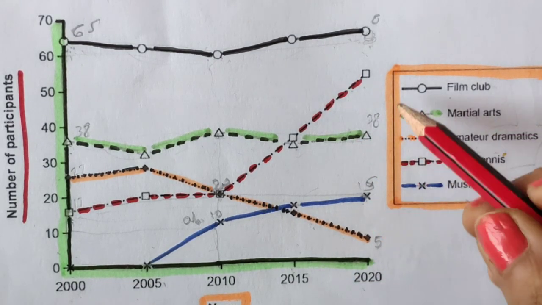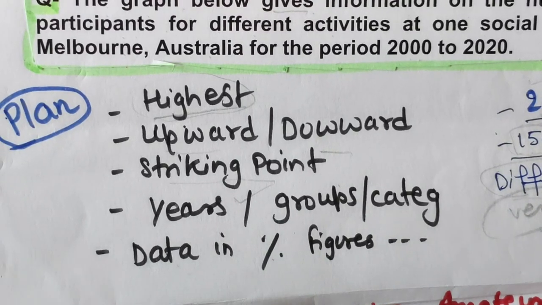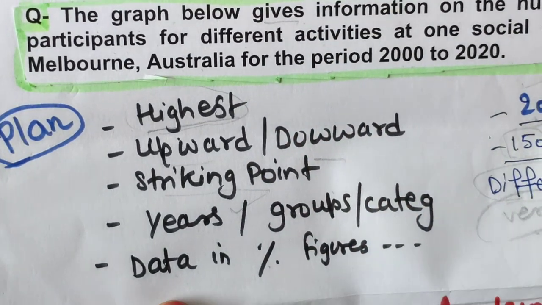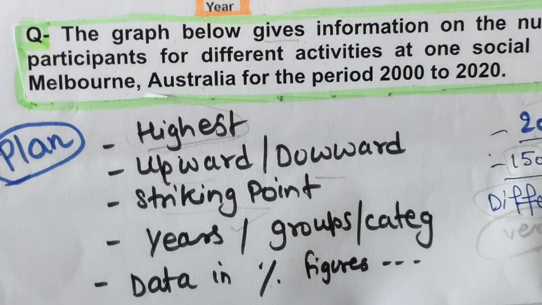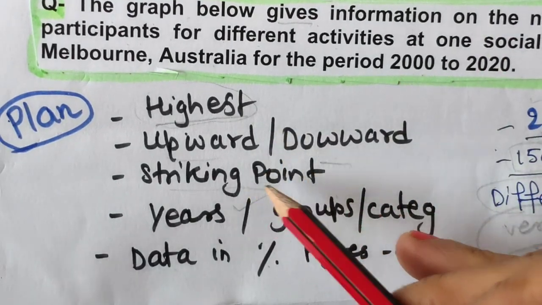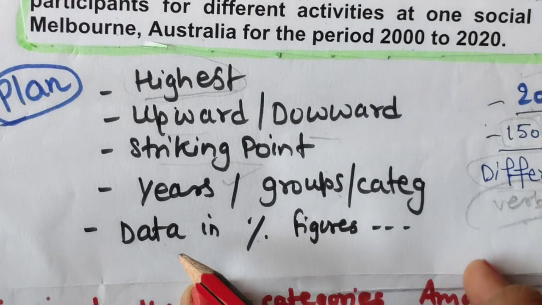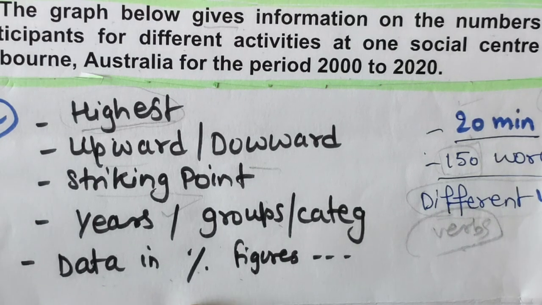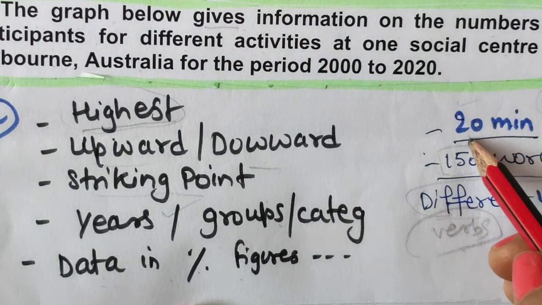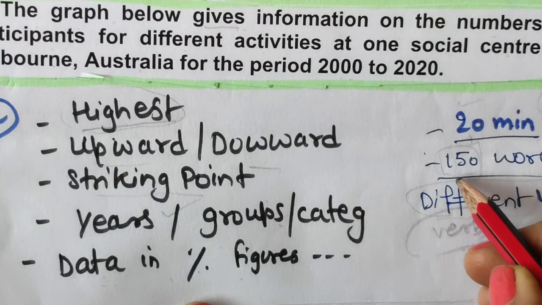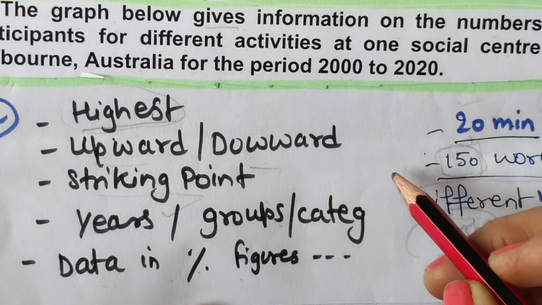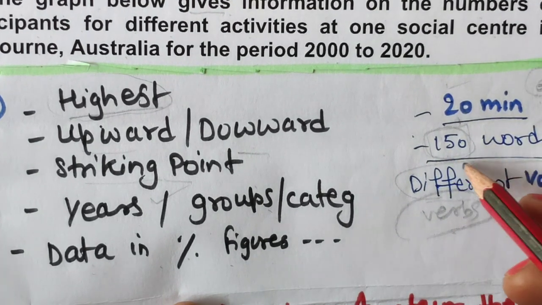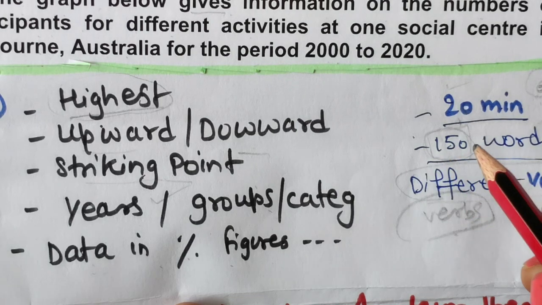It will be easier for me to write the body paragraphs. While planning writing task 1, what do we need to find? Apart from the number of categories and years, the highest or the upward or downward trend, the striking points, and whether data is presented in figures or numbers or any other type. Remember you should spend 20 minutes on writing task 1, not more than that. There is a 150 word minimum requirement, and if you write 145 or 140 error free words, that doesn't matter, you will still get marks.